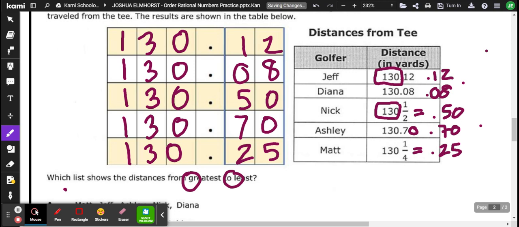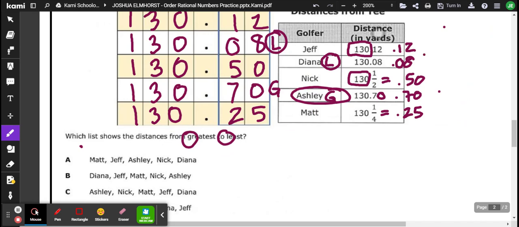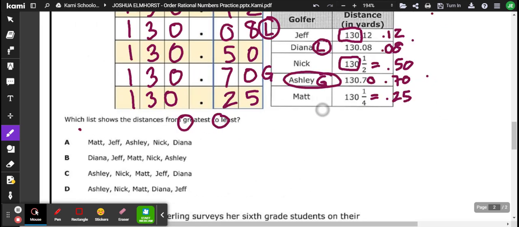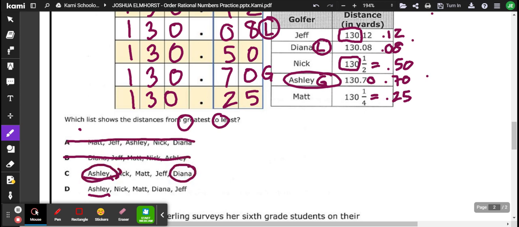So out of all of these, 70 hundredths is going to be the G, which is Ashley. And the least is going to be 8 hundredths. And 8 hundredths is Diana. So we go down below. We need to start off with Ashley as being the greatest, and then Diana for the least. Jeff did not have the least. So once we identify the G and the L, then we can see our correct answer for putting into order from greatest to least.